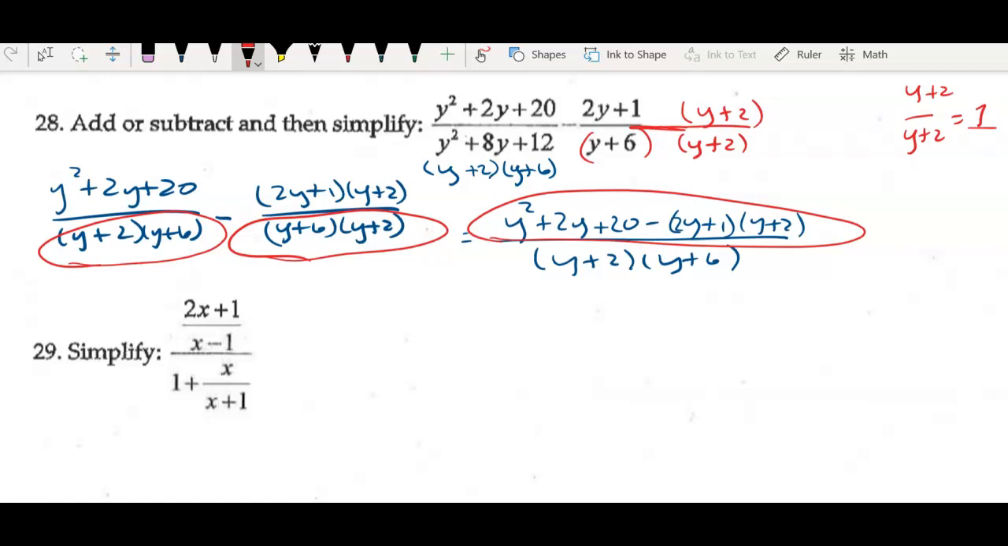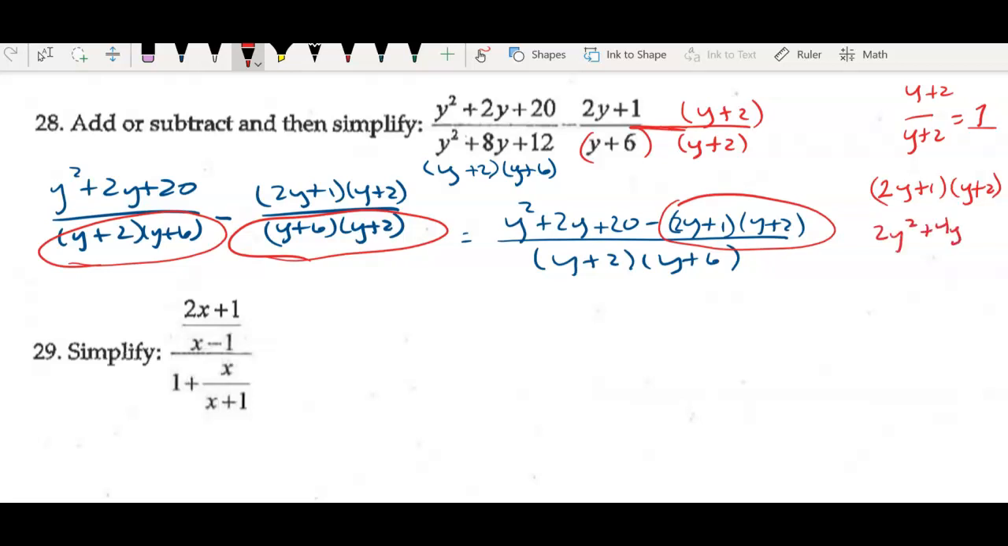Well, first of all, I need to focus on this part here. Yeah, so off to the side, I'm going to figure out what 2y plus 1 times y plus 2 actually equals. So I'm going to FOIL it out. And that's going to give me 2y squared plus 5y plus 2. So notice, I still got that minus out front though.